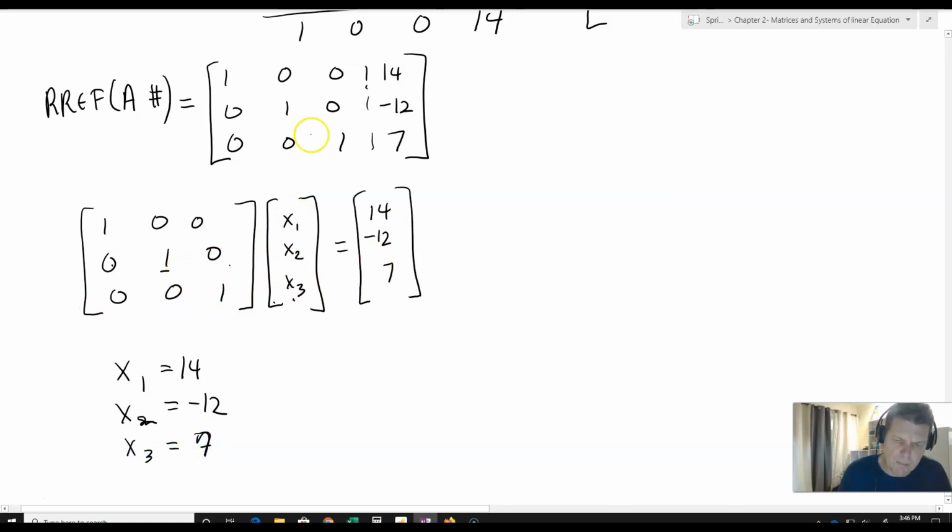So this form right here actually gives us the solution. What we have is, here's our x1 term, it's going to equal 14. Here's our x2 term, it ends up equaling negative 12. And here's our x3 term, it ends up equaling 7. Okay? And that's actually how we go about doing the Gaussian elimination. All right? Just to review, we're going to do a couple more examples of this.